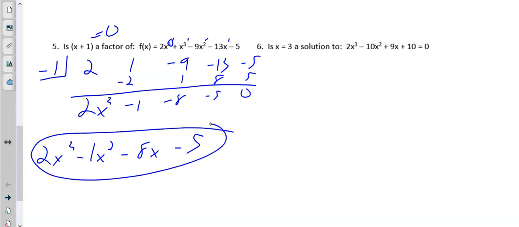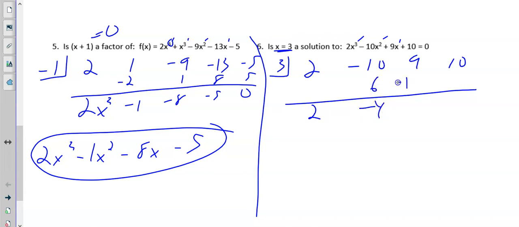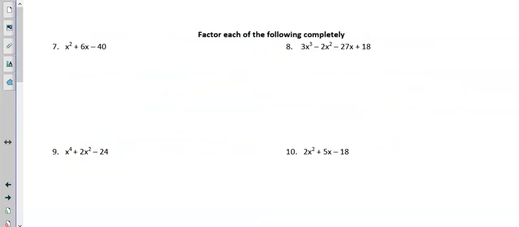Last one on this page. 3 is the solution we're testing. x equals 3. So that number goes in the box. I have a 3, a 2, a 1. 2, negative 10, 9, 10. 2 straight down, multiply by 3. Add straight down, multiply by 3. Add straight down, multiply by 3. That gives me 1, which means this is a no.